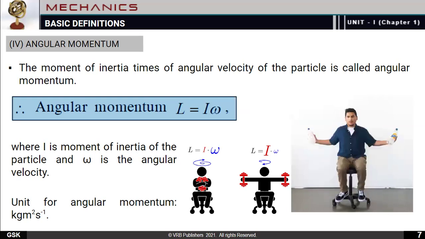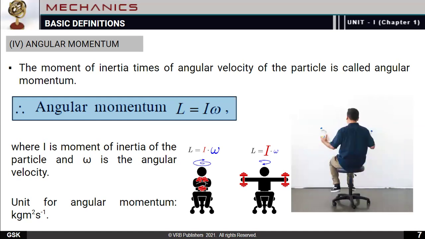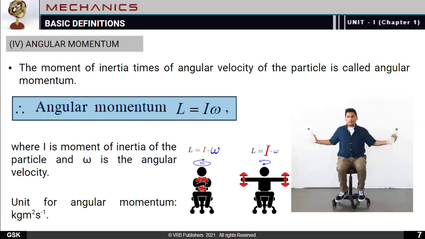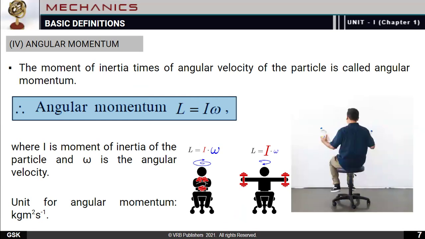The figure and video show what the moment of inertia and angular momentum are, and how a man can rotate with a water bottle. Two figures are shown on the screen. In the first one, the man has his hands very close. Here L is equal to I omega. The moment of inertia will be lower and the angular velocity will be higher, so the spinning should be very high.